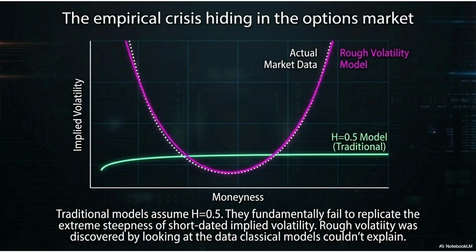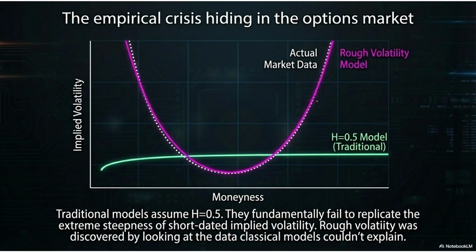So why would you go through all this trouble? Because of an empirical crisis hiding in the options market. Traditional models, as we said, assume H equals 0.5, but they fundamentally fail to replicate the extreme steepness of the short-dated implied volatility, or the volatility skew. If you try to fit them to the market data, they flatten out incorrectly. So rough volatility was actually discovered by looking directly at the market data that classical models cannot explain. Rough models naturally generate this exact steep short-dated skew.